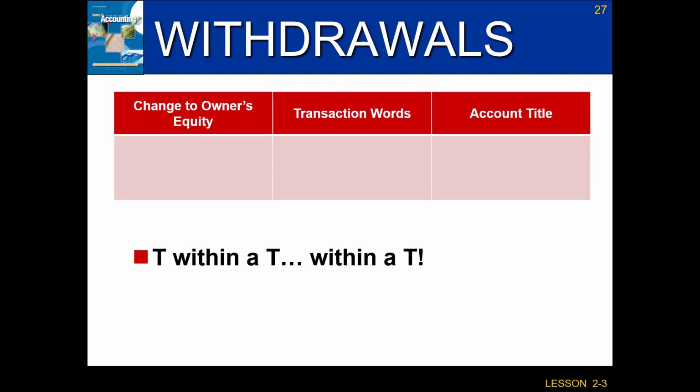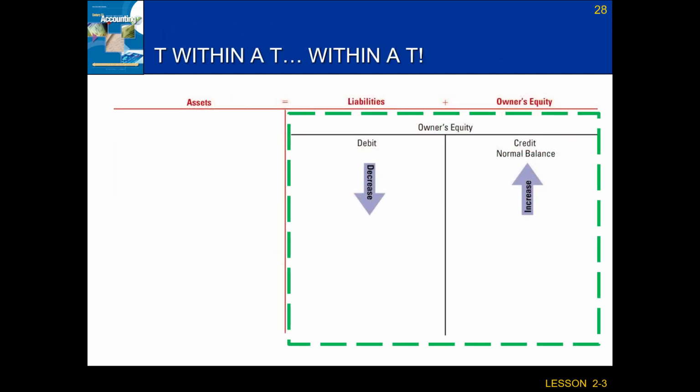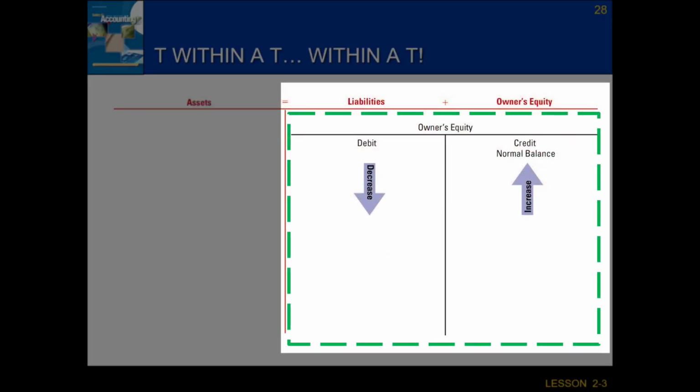Withdrawals is another change to owner's equity where we are subtracting or we are decreasing our owner's equity. The transaction word would be owner and specifically the personal use. The account title for a withdrawal would be the name, drawing. Again, a T within a T within a T. So we're focused just on the right side of the accounting equation. This is going to be super, super similar, the same thing as we just saw with an expense.